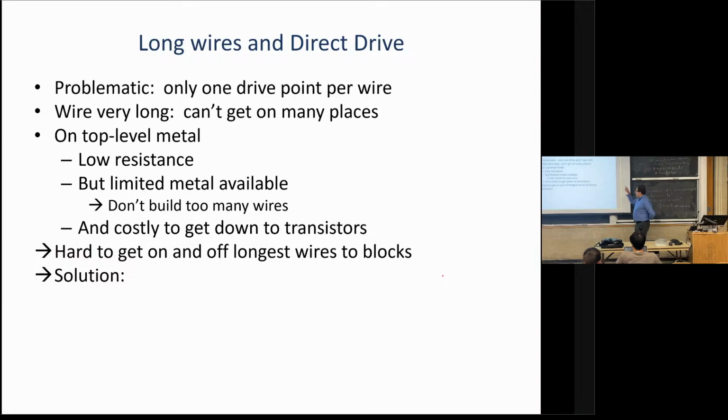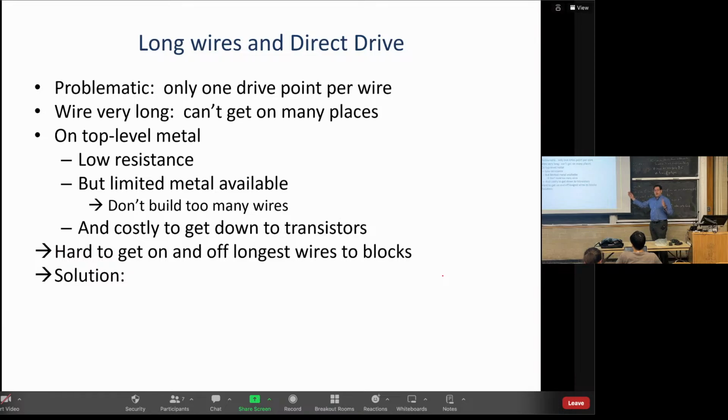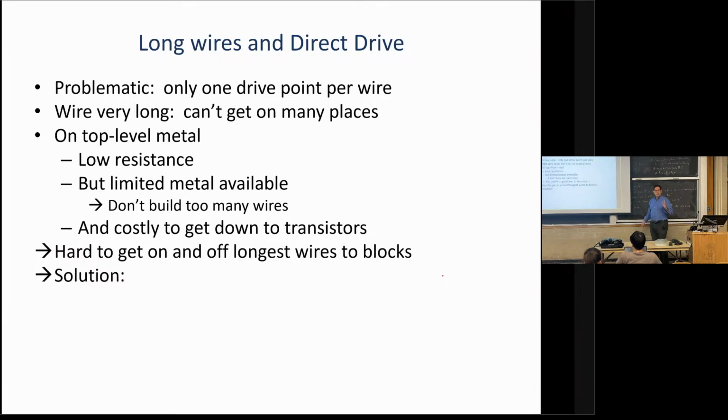Okay, so I guess this is what I've been talking about. Essentially, for all the reasons I just mentioned, it's hard to get on and off the longest wires and get onto the blocks. So the solution to this, well, what would you do? Okay, so basically, if I do the usual thing and I just say a bunch of logic blocks can drive a certain length 16 wire, say, and it's direct drive, we've only got one drive point for it. So only a few logic blocks that are right near there would be able to get onto that wire.